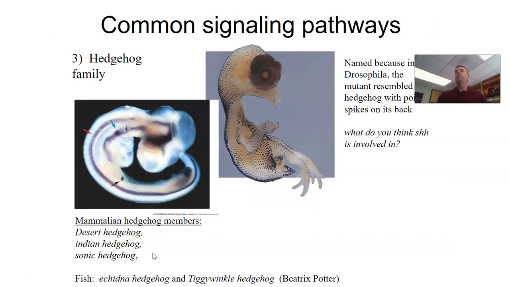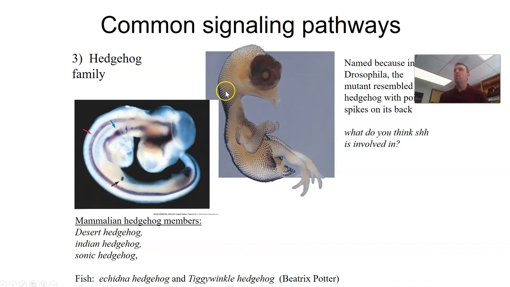All right, another common signaling pathway, the hedgehog family. There are several hedgehog family members: desert hedgehog, Indian hedgehog, and then finally sonic hedgehog. In fish, there's a couple of other ones as well: echidna hedgehog and tiggywinkle hedgehog. These are actually from Beatrix Potter books. So they ran out of actual hedgehog names and then started making some up based on characters. But remember, genes often are named for what the phenotype looks like when they're knocked out.